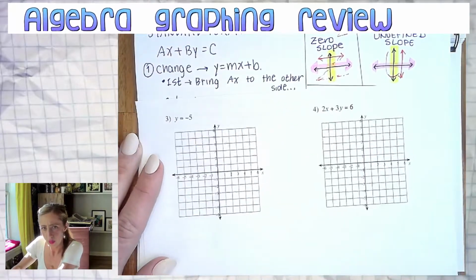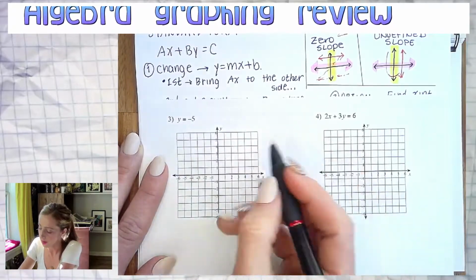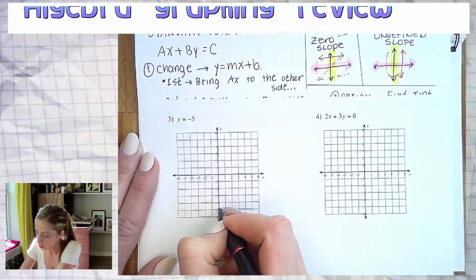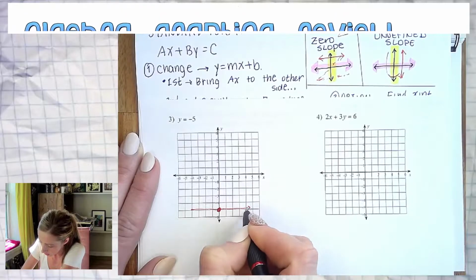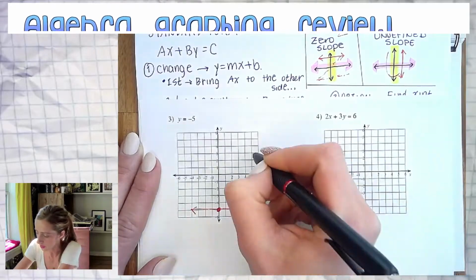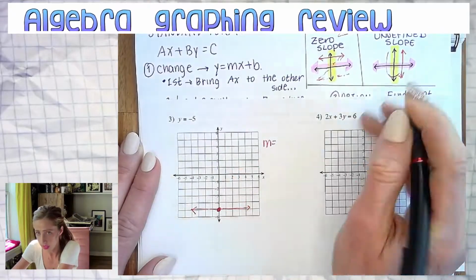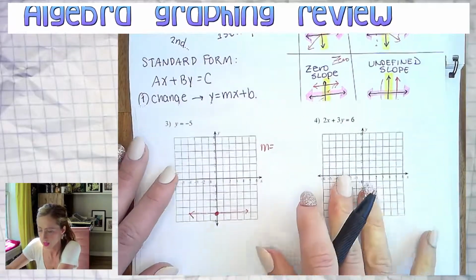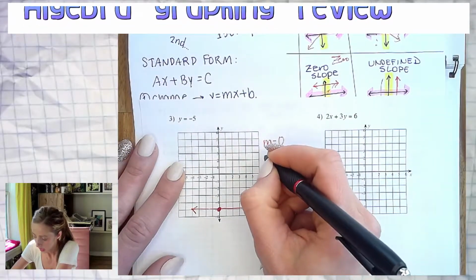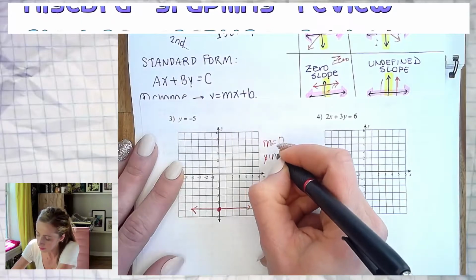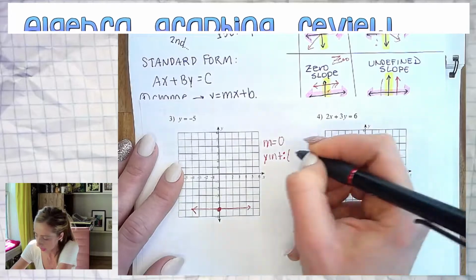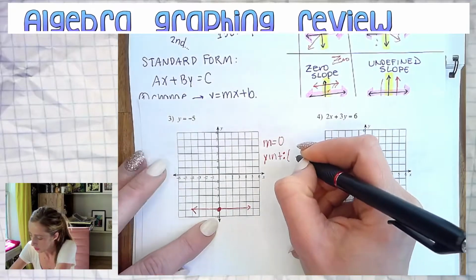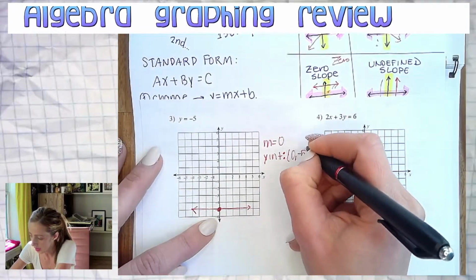Similarly, we have number 3, which is y equals -5. All I have to do is go to the y-axis and find -5, put a dot, draw a line, and stick on some arrows. Your slope of a horizontal line is 0. I don't have an x-intercept, but my y-intercept, use commas after your intercepts, okay? Don't put an equal sign. I'm going to write 0, comma, -5, and we're done.